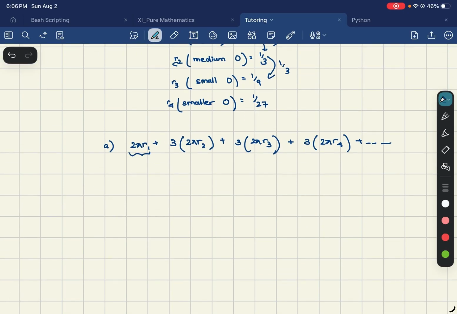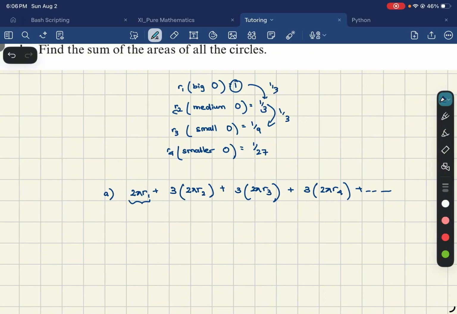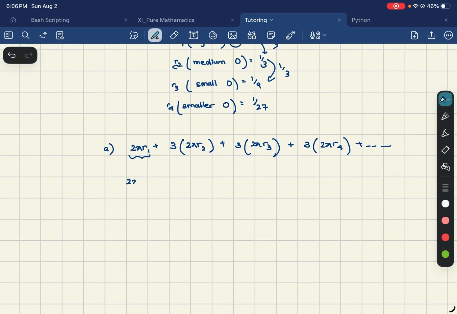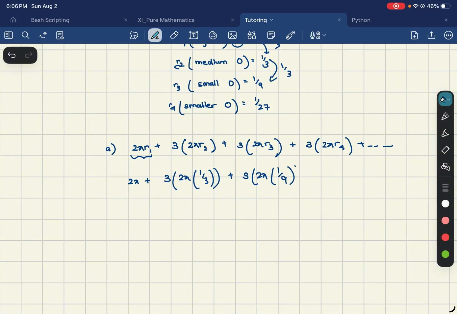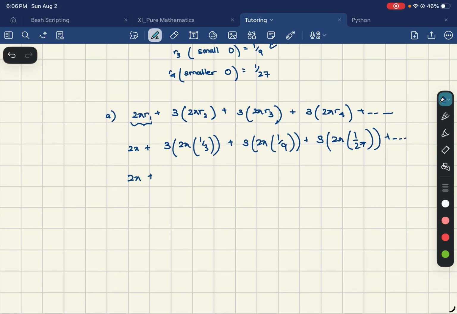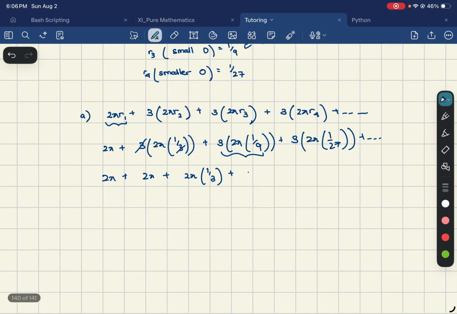All right, so 2 pi R1. Remember, R1 is just 1, right? So we have 2 pi plus 3 times 2 pi R2, which is 1 over 3, plus 3 times 2 pi times R3, which is just 1 over 9, plus 3 times 2 pi R4, which is 1 over 27. All right, and we are going to continue this. So we have 2 pi here. The second term simplifies to 2 pi, plus the third term simplifies to 2 pi times 1 over 3, plus the fourth term simplifies to 2 pi, and then 3 times 1 over 27 is going to give you 1 over 9, and so on.